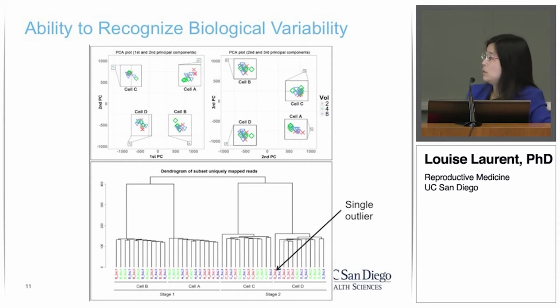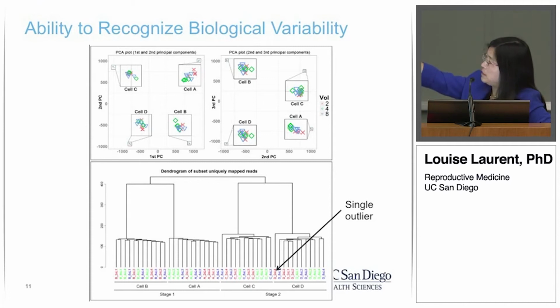Our next question was, can we recognize biological variability? And so for this, we did principal component analysis and dendrogram for the same data. So we have color-coded the different cells, and then we've indicated the different volumes. But as you can see, the libraries from each cell cluster separately from each other. The variability within each cell is quite similar, except again, our single outlier shows up there on cell D on the bottom right. And you can actually also see it in the PCA as well.